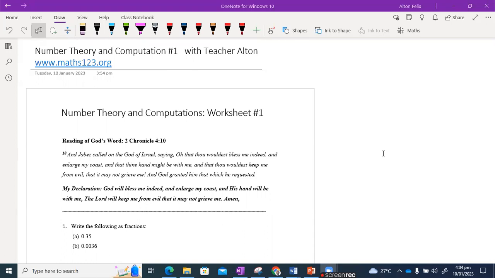Today we'll be looking at the first worksheet in number theory and computation as we prepare for exams.